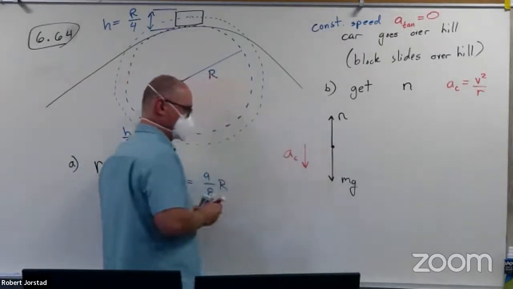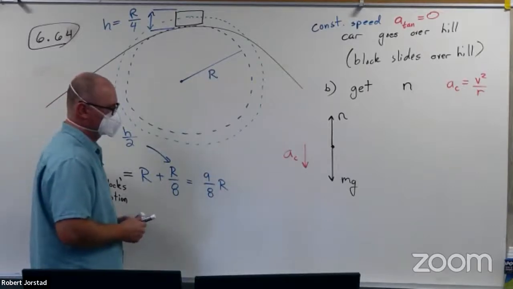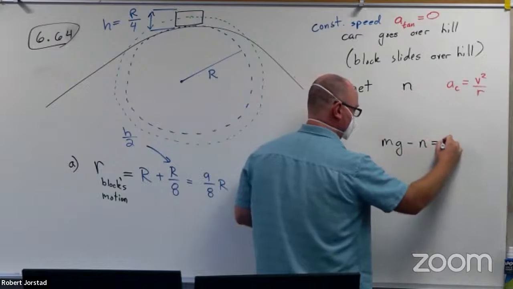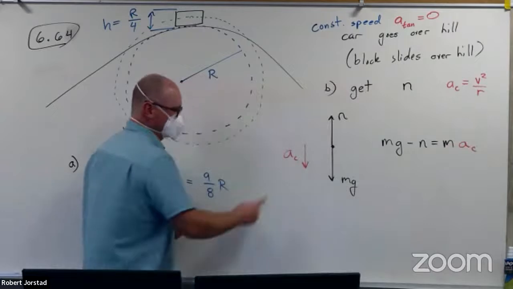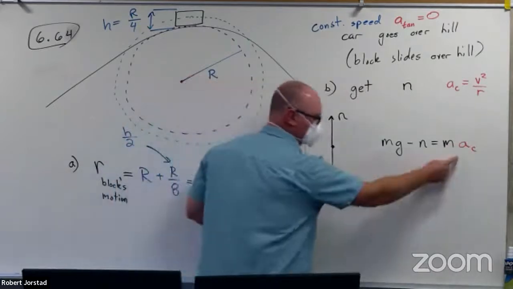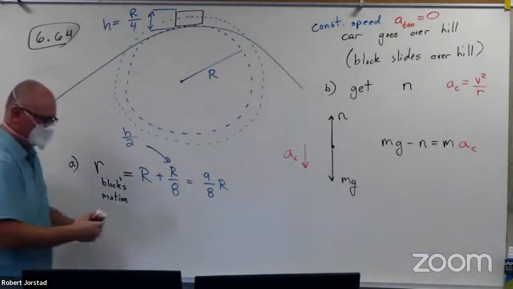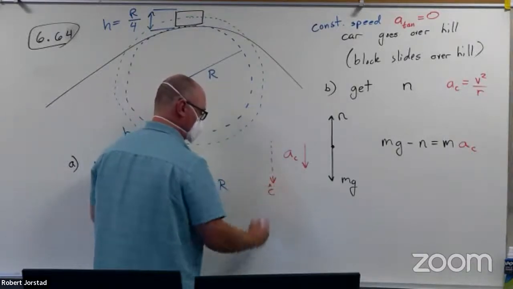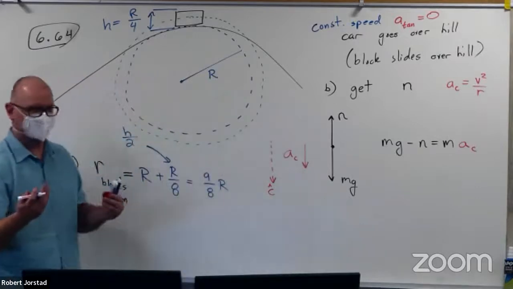Who's feeling brave and wants to try a force equation? Mg minus n equals MAC. I'm not sure if that's right. Let's write it down and look at it. Do these two have the same sign? Yes, looking good. What do you think? Is everybody cool with that? This is effectively what he did: he said this is the centripetal direction, so he called down positive. Do you agree? Nice job.